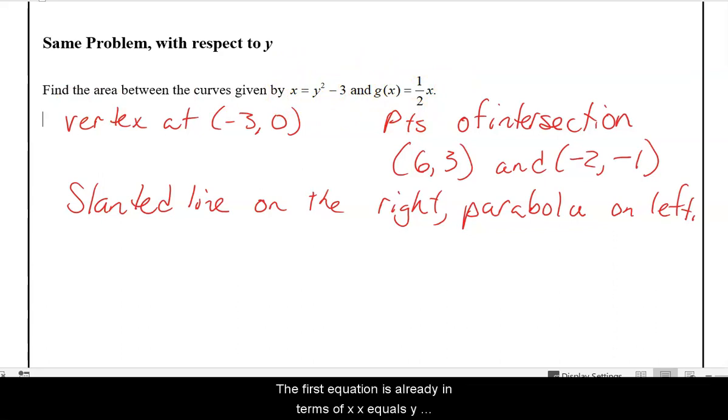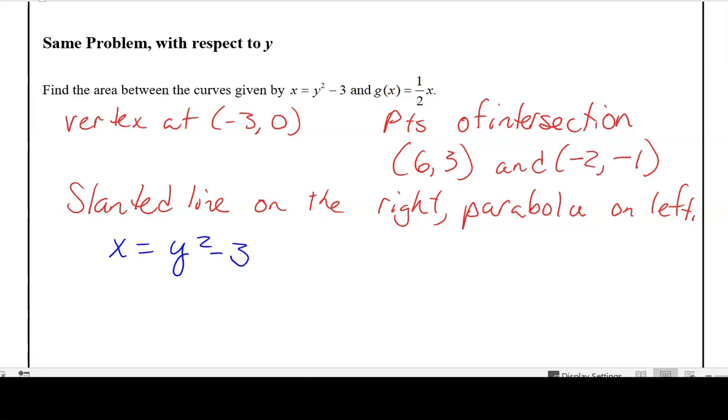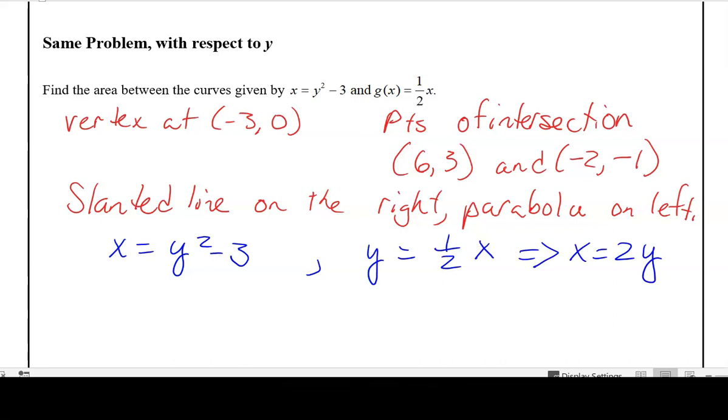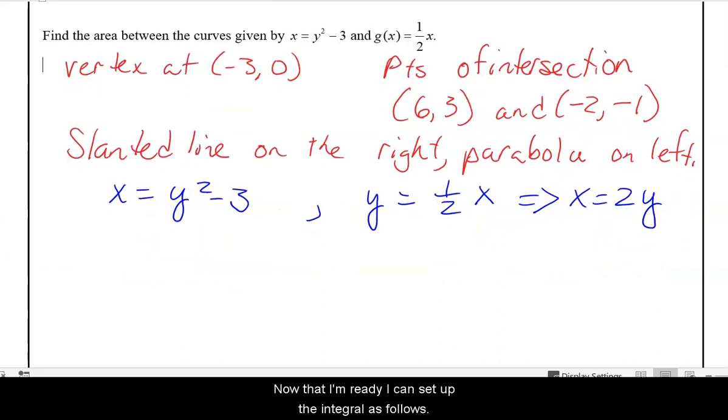The first equation is already in terms of x: x equals y squared minus 3. The second one is not. It is written now as y equals 1/2 x. However, we can easily rewrite this as x equals 2 times y. Now that I have them both written in terms of the variable y, I can set up the integrals. Remember, you can simply find the points of intersection by setting the two x parts equal to each other and solving. Now that I'm ready, I can set up the integral as follows.